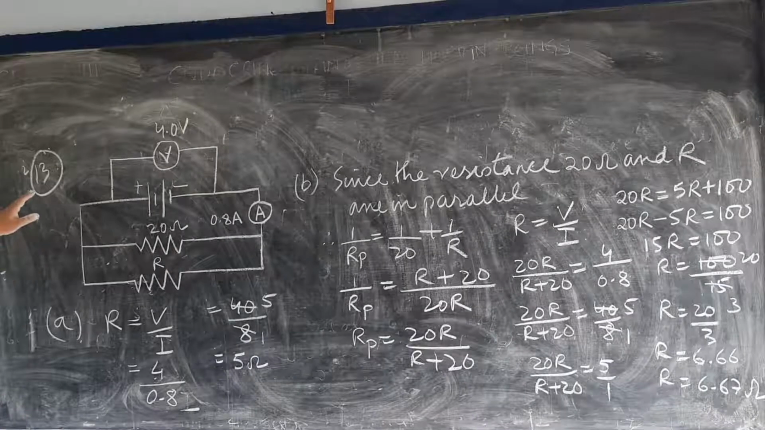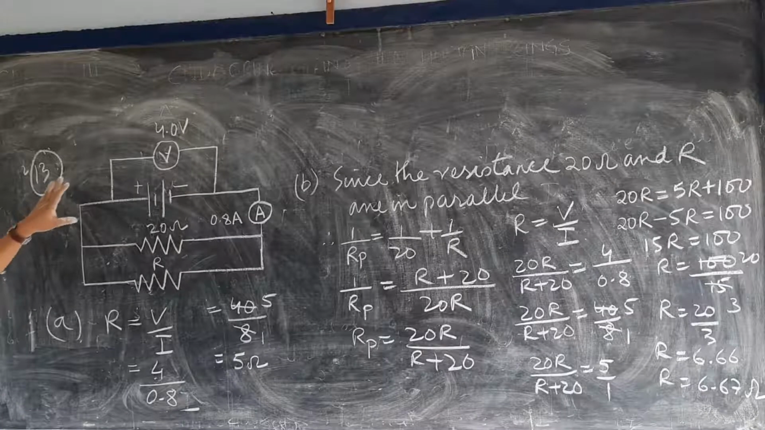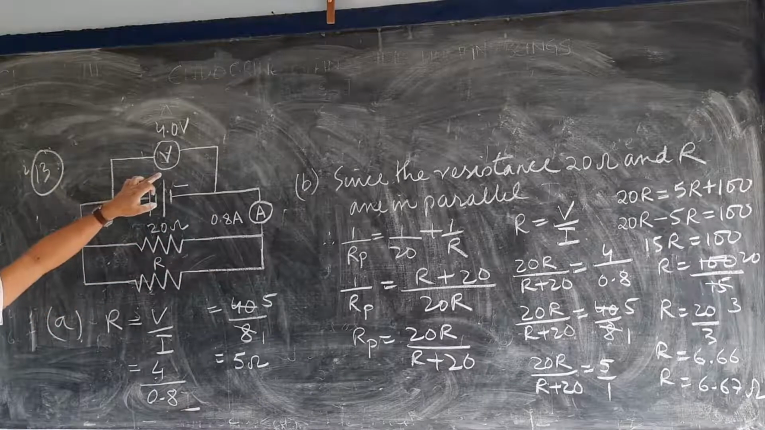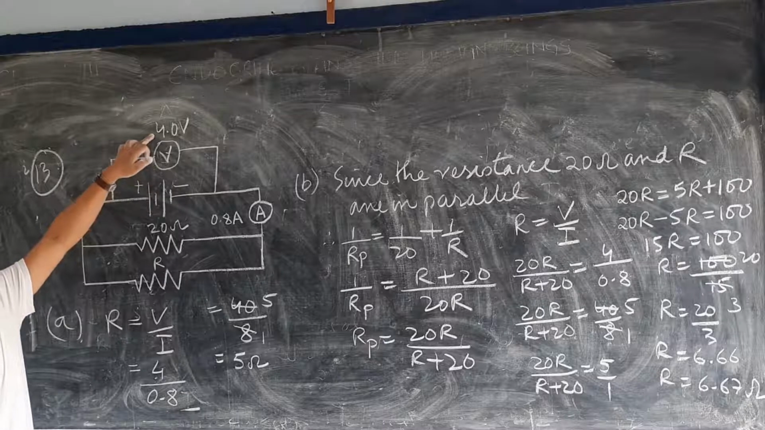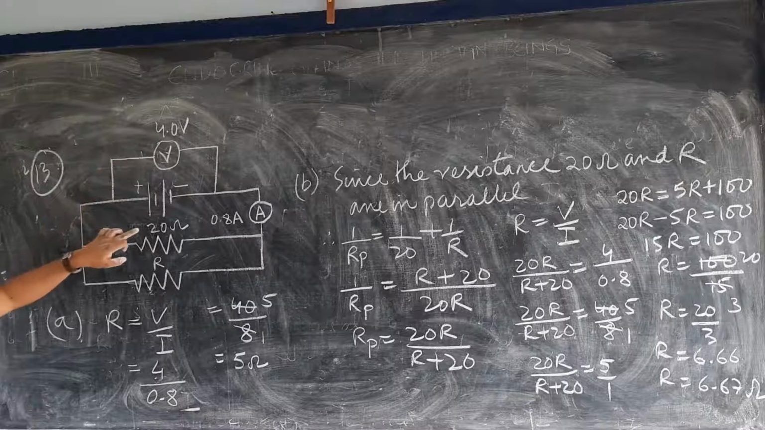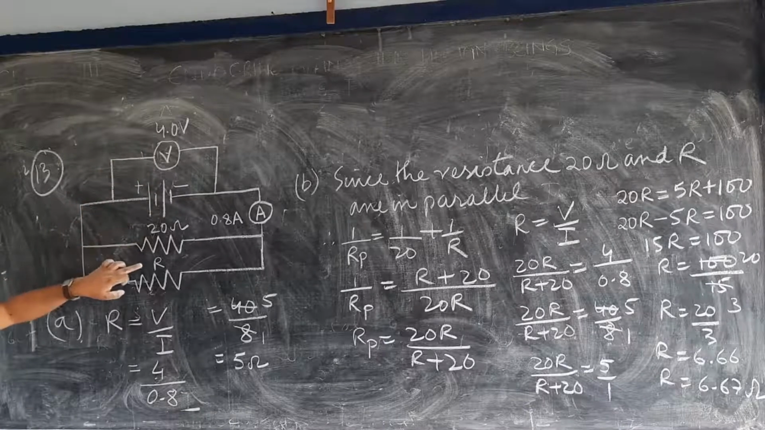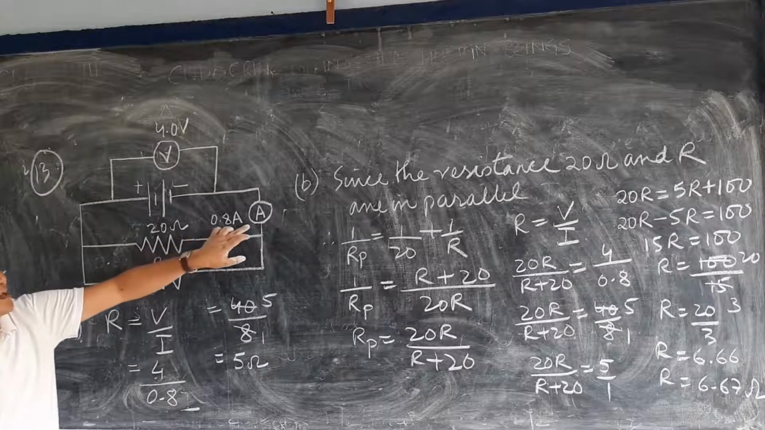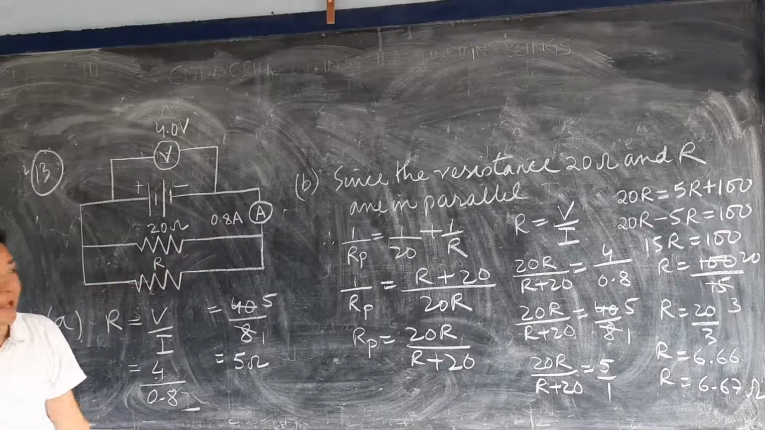Now let us come to the next question, question number 13. In question number 13, this is the diagram here. The voltmeter V is given as 4 volt, that is the potential difference, and there are two resistances, 20 ohm and the other one is the unknown resistance R. The value is not given here. And the ammeter reading is given as 0.8 ampere.